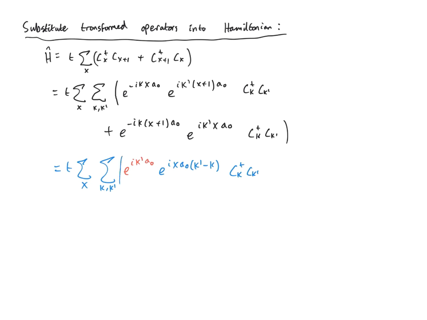And in the second term, I'm going to again factorize out this piece. That's going to give me e to, this time, the minus i k a naught, not k primed, and we get the minus sign. And then the rest of it is actually the same term, e to the i x a naught times k primed minus k. And again, it's the same operators.